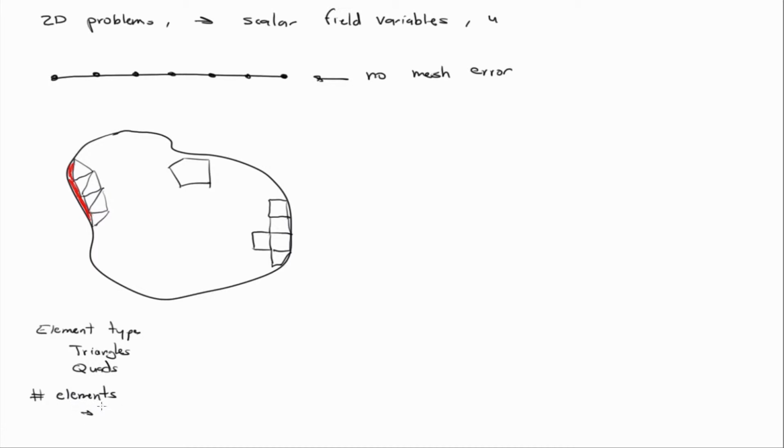We also can choose the number of elements, which of course also implies the size of those elements, right? So we could have lots of small elements to reduce the geometric error, the mesh error. But that's going to increase the computational expense. We can also choose the degree of accuracy, that is the interpolant order, right?